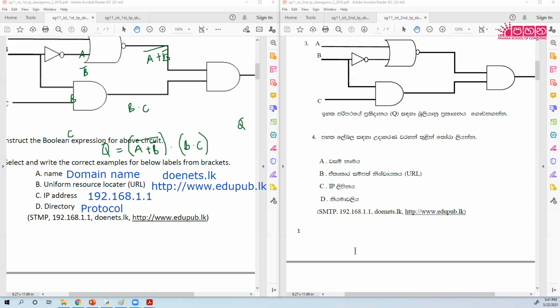Then the final one is the protocol. Protocol means the laws governing, especially in communication. When you are transmitting something, the two computers have to communicate with each other. So the rules set for this communication is known as protocol.